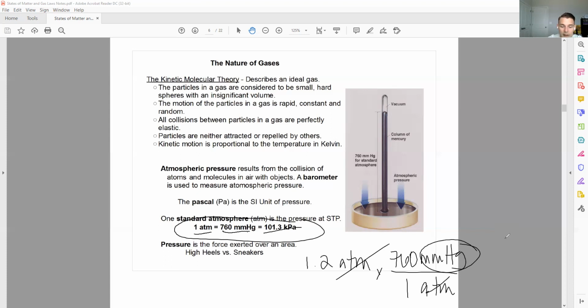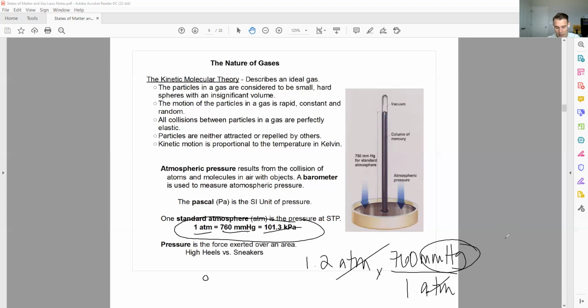Pressure, we can think about as force exerted over an area. If you want to think about a high heel versus a sneaker, which would hurt more to get stomped on, it's going to be a high heel, because the point is so small, and you've got all that force exerted over a much smaller area, which makes the pressure higher.